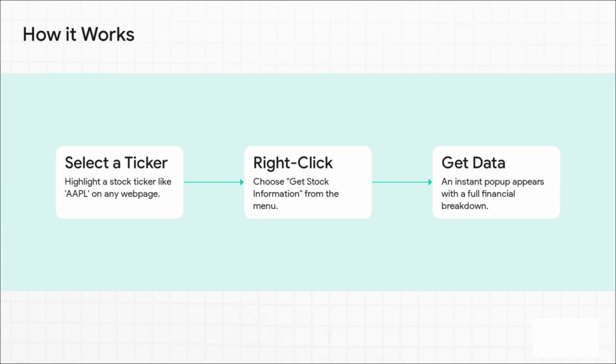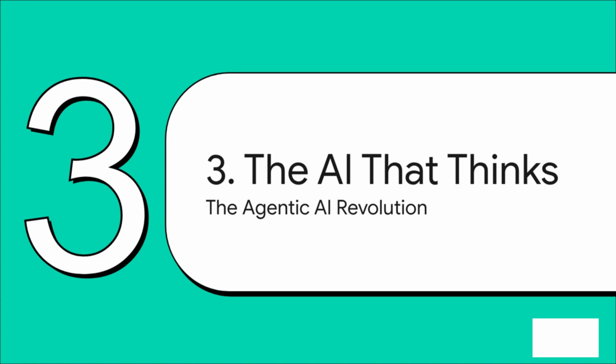And the way you use it is designed to be ridiculously simple. You're just reading an article, you see a stock ticker, you highlight it, right-click, and boom, you get this full analysis right there. The docs actually call it right-click magic, and you can see why. The whole idea is to bring the analysis to you so you don't have to go hunting all over the internet for it.